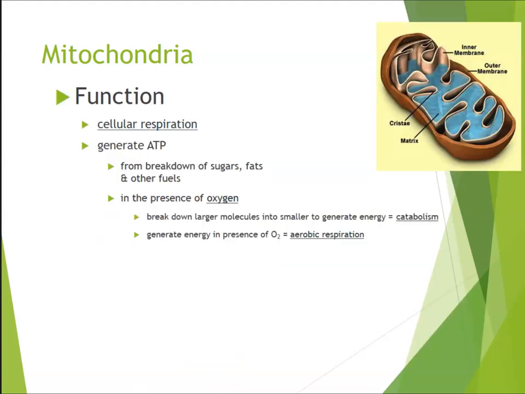The specific function of the mitochondria is to do a process called cellular respiration. The purpose of cellular respiration is to generate ATP from the breakdown of sugars, fats, and other fuels that cells consume. It occurs in the presence of oxygen, and it's called aerobic respiration. That's another name for it. And they break larger molecules into smaller ones to generate energy, which is a form of catabolism.